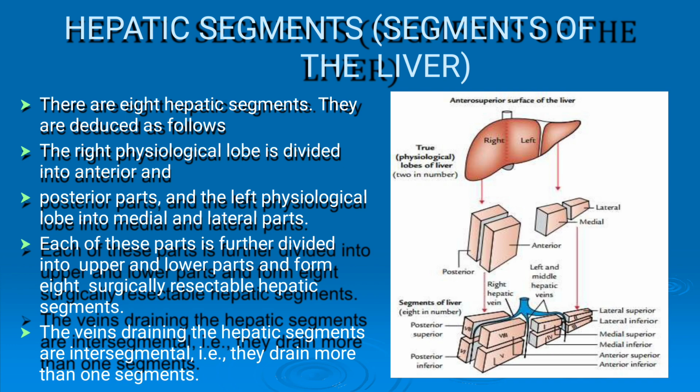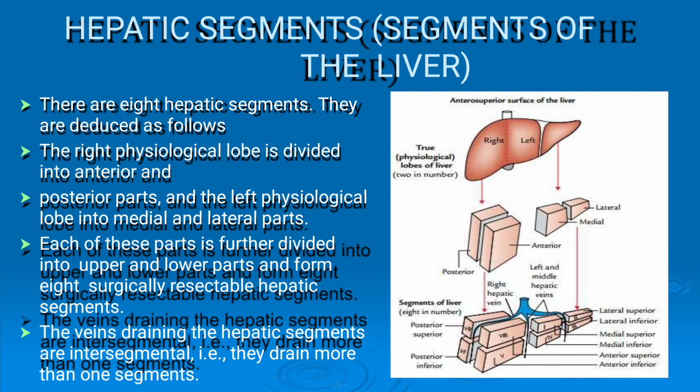Let's try to remember. Each of these parts is further divided into upper and lower parts and forms eight surgically resectable hepatic segments. The veins surrounding the hepatic segments are intersegmental, that is, they drain more than one segment.